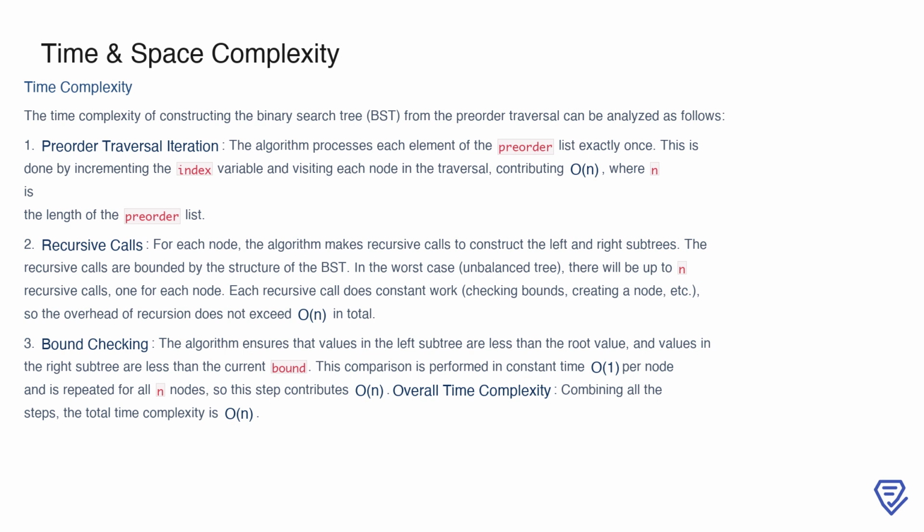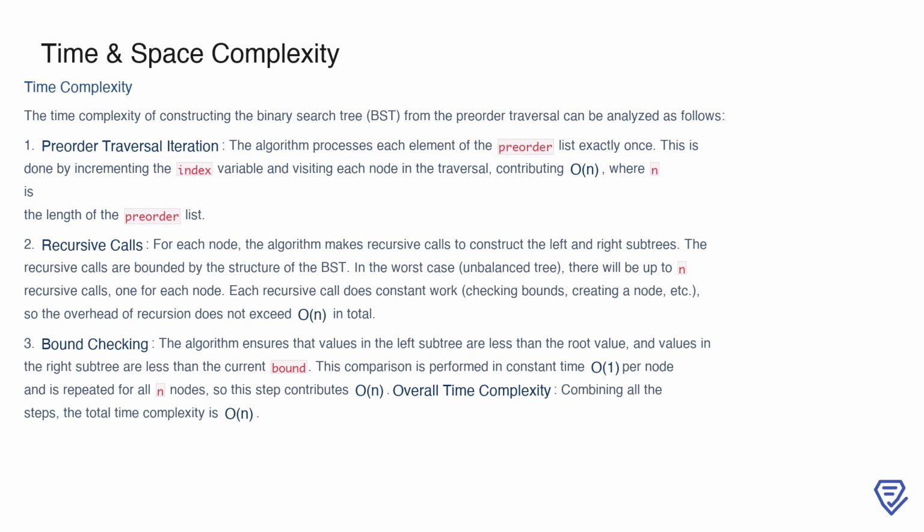Next, the algorithm makes recursive calls to construct the left and right subtrees for each node. In the worst case, where the tree is completely unbalanced, there could be up to n recursive calls, one for each node. Each of these calls performs constant work, so the recursion overhead also sums up to O(n).